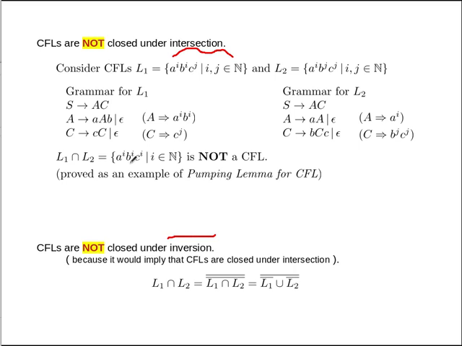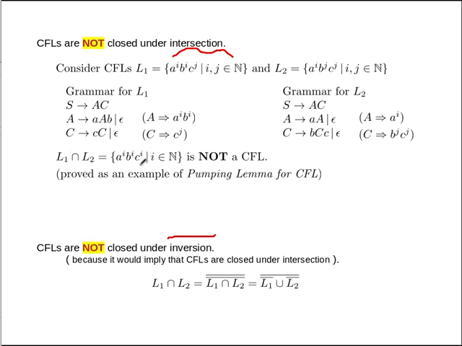And when we proved the pumping lemma for CFL, using the pumping lemma for CFL, we proved that this language is not a CFL, okay? So we know that if we can construct this L1, L2 where their intersection is this one, then we have proved that the intersection of two CFLs is not a CFL. But what are this L1 and L2?